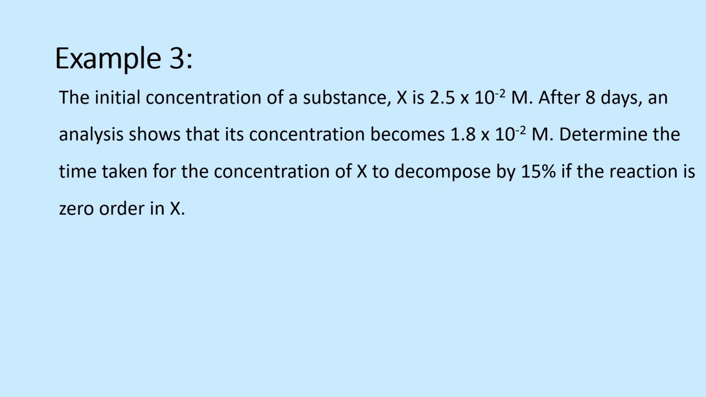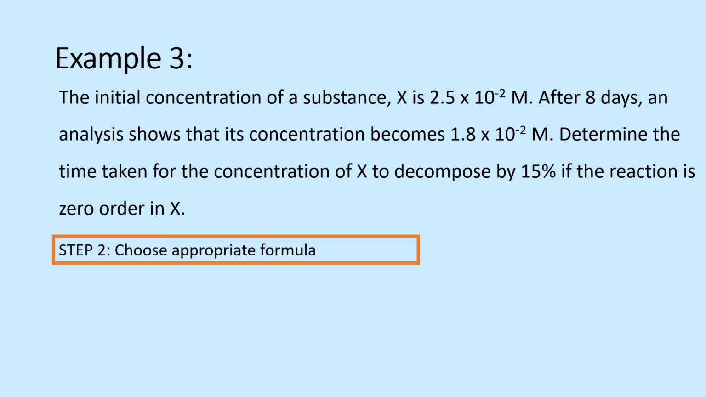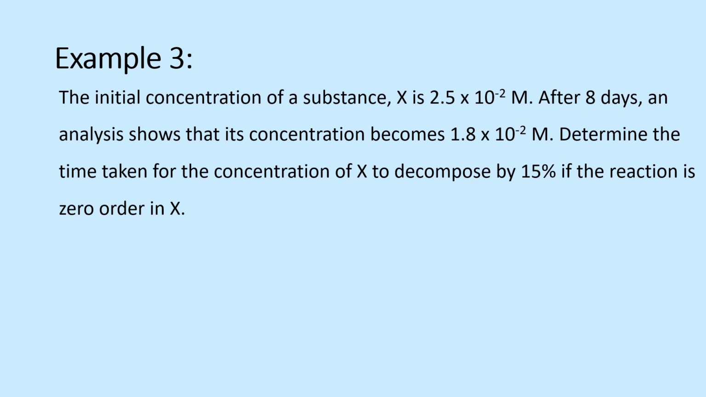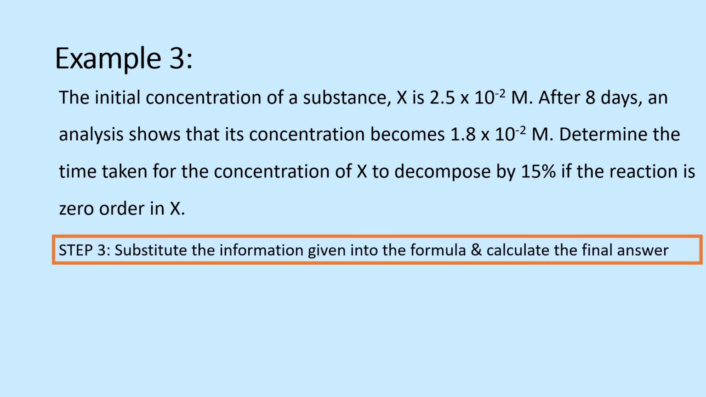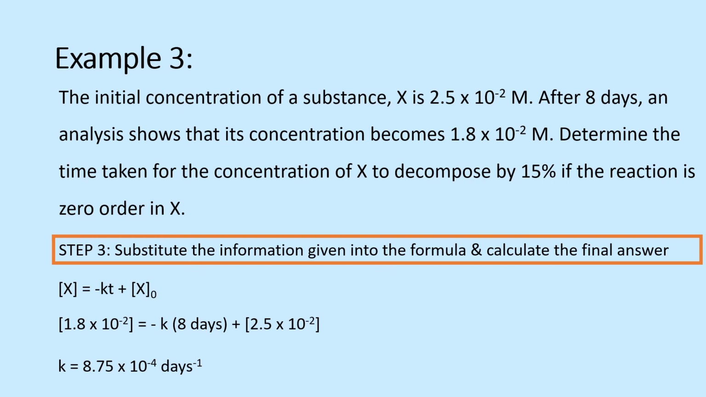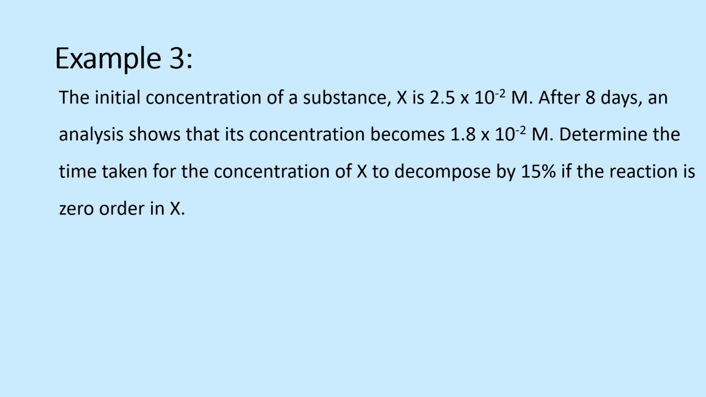Step number 2 is to choose an appropriate formula. So in this question, it involves time, 8 days, and it is given as 0 order in X. Therefore, the most appropriate formula is the integrated rate law equation for 0 order. Step number 3 is to substitute the information given in step number 1 into the formula in step number 2 to calculate the final answer. So with this, we get the rate constant k equals 8.75 times 10 to the power of -4 per day.